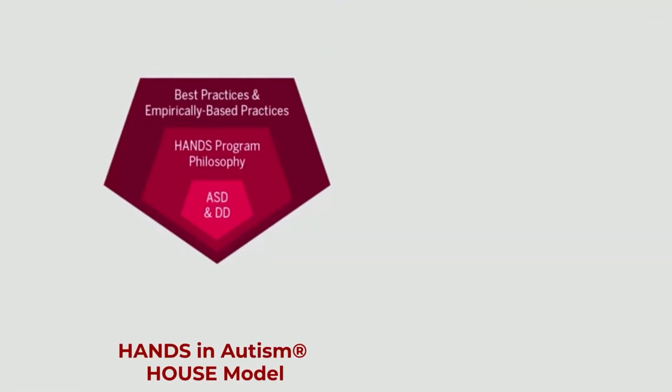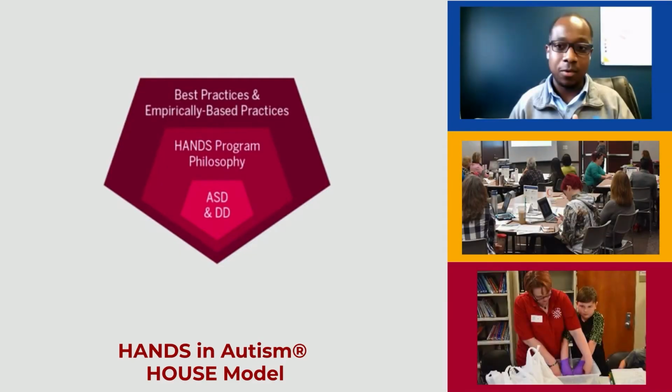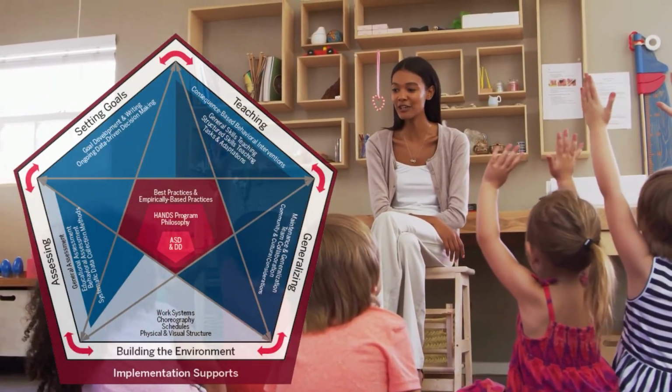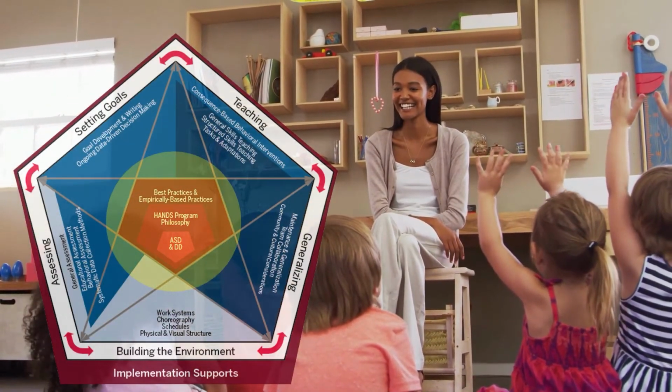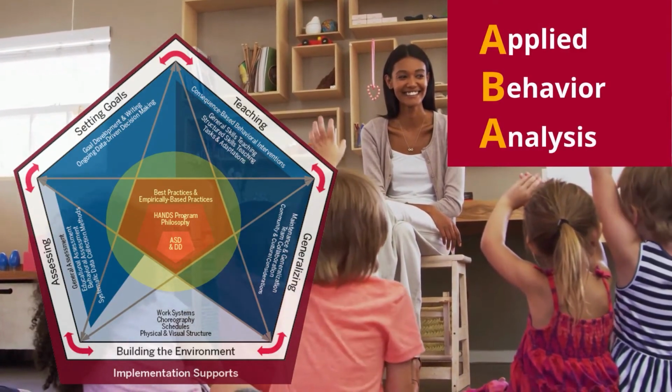At the heart of the Hands and Autism Model Training Curriculum, framework, and process, lies understanding of the practical strengths, needs, and implications of working with individuals with ASD and related disorders. Central to the model is understanding of evidence-based practices, specifically related but not exclusive to applied behavior analysis, or ABA.